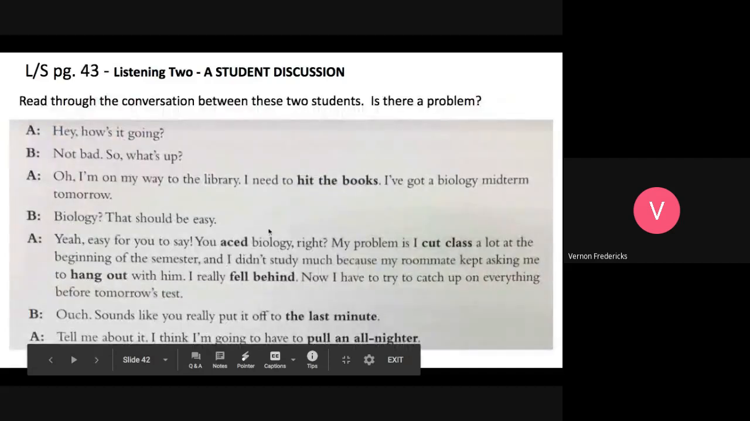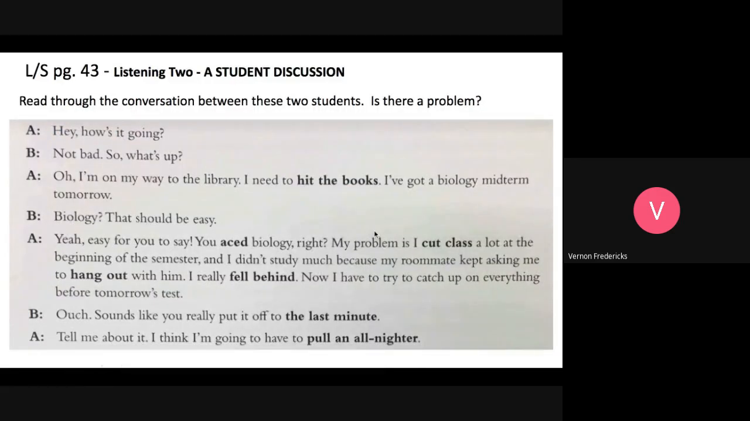Okay, continue. The student discussion. Read through the conversation between these two students. Is there a problem? Hey, how's it going? Not bad. So what's up? Oh, I'm on my way to the library. I need to hit the books. I've got a biology midterm tomorrow.